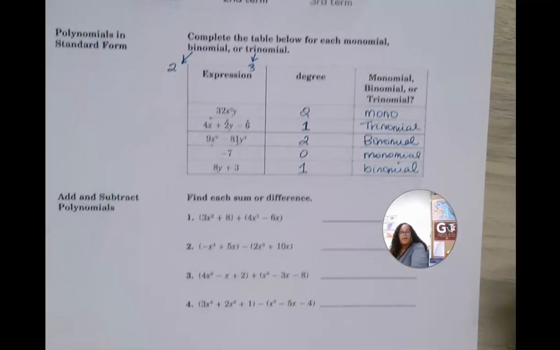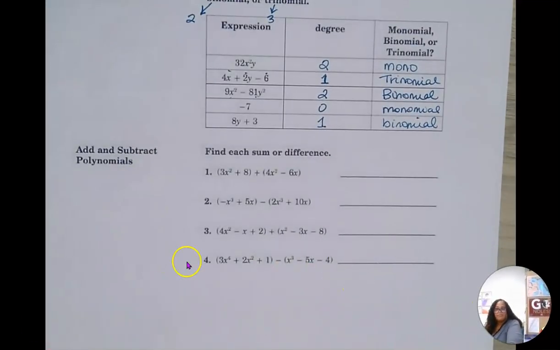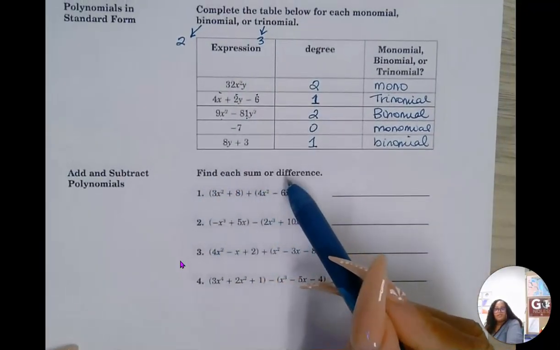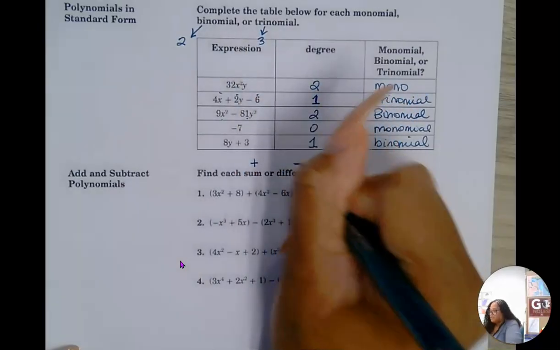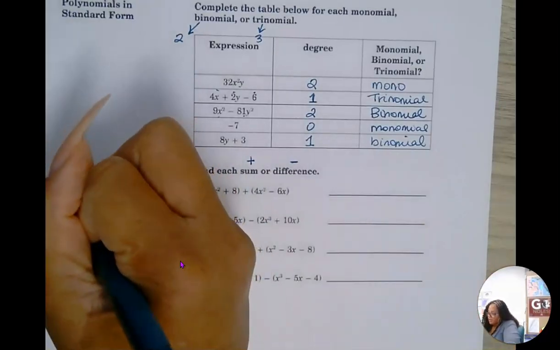Okay, and then down here we're going to combine them. Let me move this little, there we go. Sorry if that was in the way. Okay, so it says find each sum or difference. So sum means we're finding the answer to an addition problem. Difference means we're finding the answer to a subtraction problem.